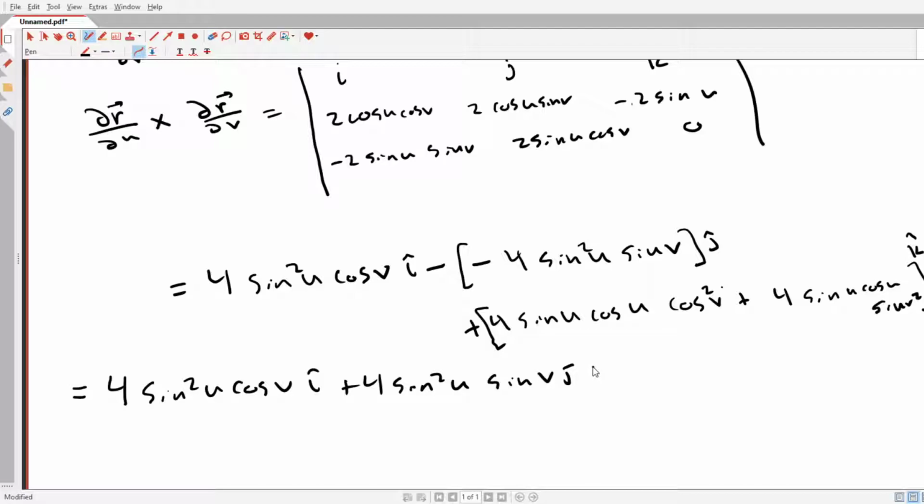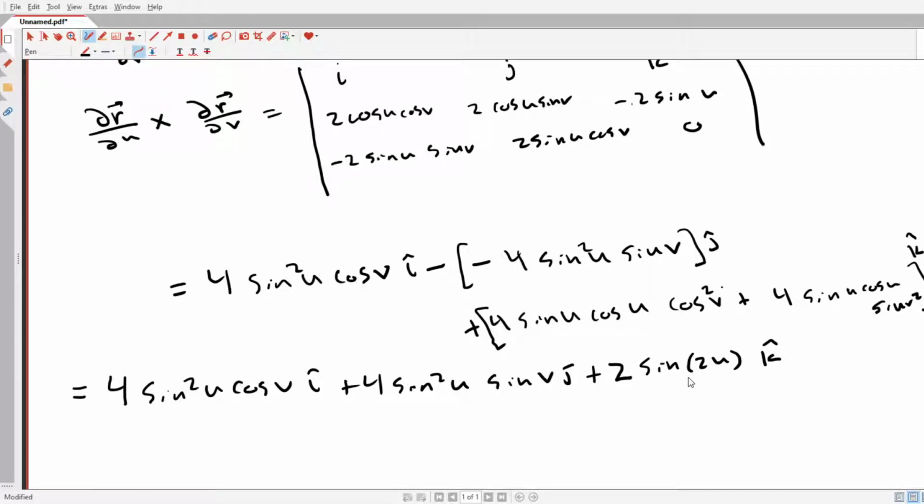j plus 4, actually, no, let me just put it this way. Sine u, or 2 sine u cosine u, that's going to be 2, that's going to be 2 sine of 2u. Okay. Right, so I have cosine squared plus sine squared, that's going to be 1. And then I have the sine u cosine u, so I just simplify that into 2 sine u.